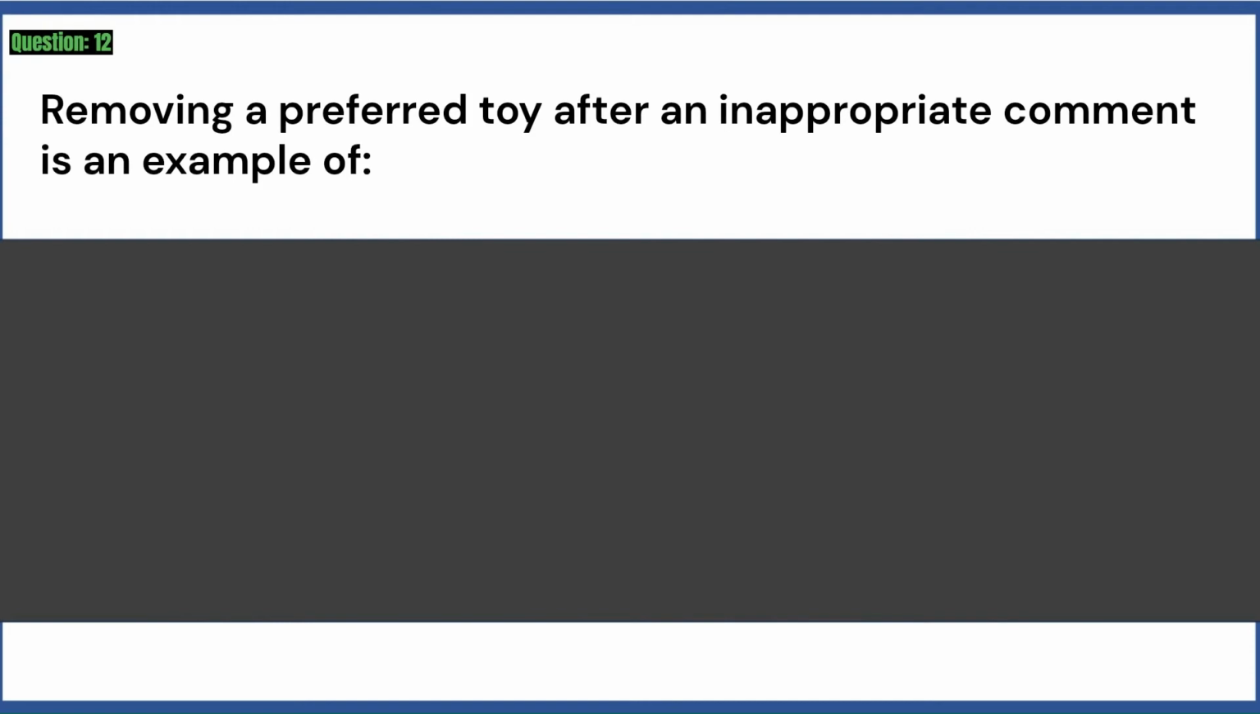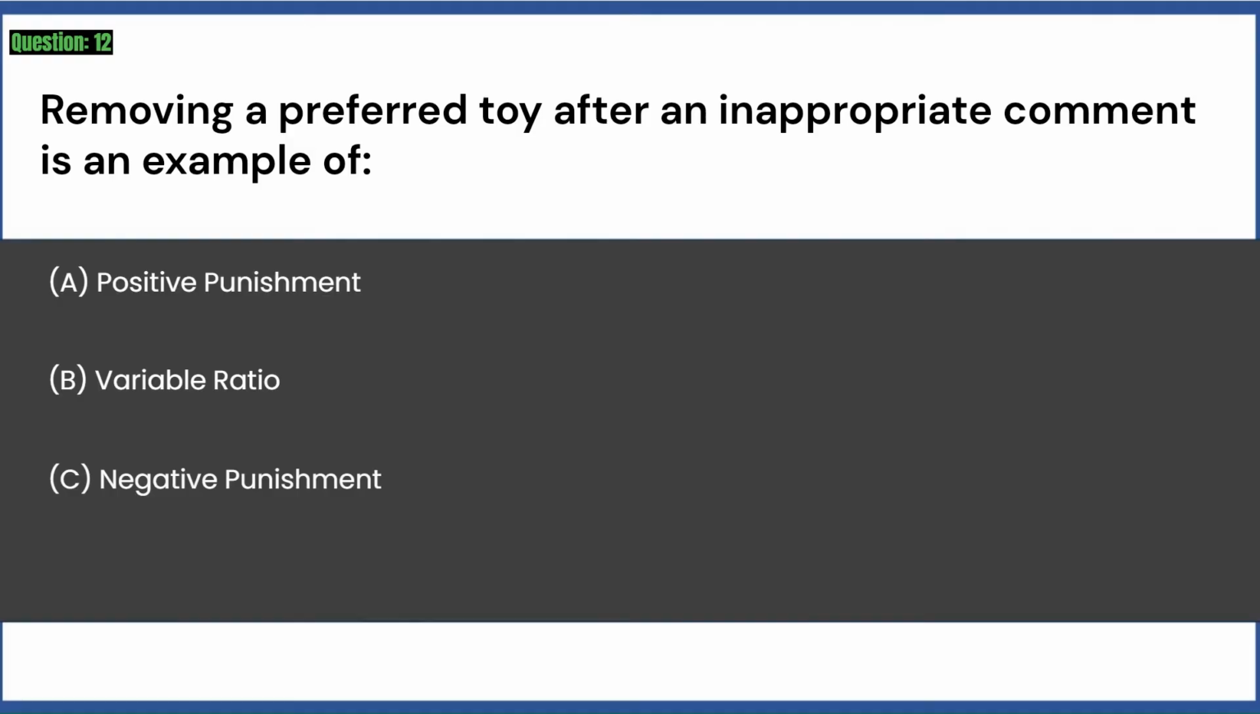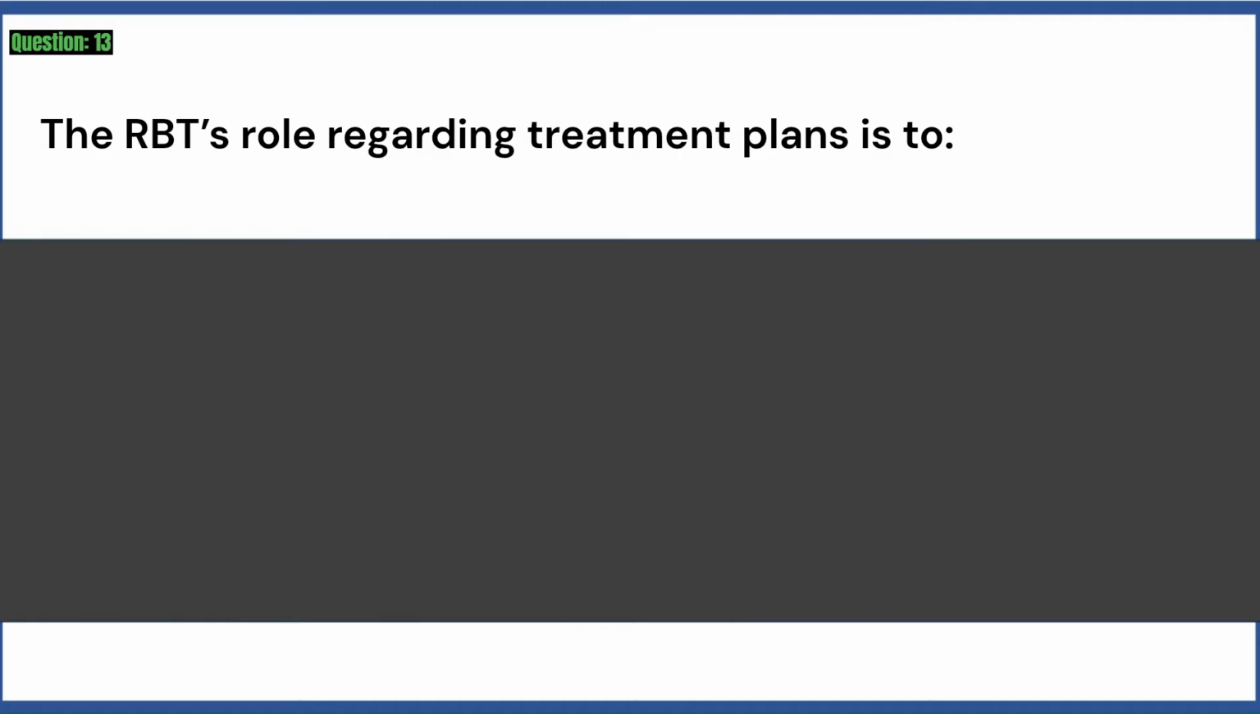Removing a preferred toy after an inappropriate comment is an example of A. Positive punishment. B. Variable ratio. C. Negative punishment. D. Differential reinforcement. Answer: C. Negative punishment.